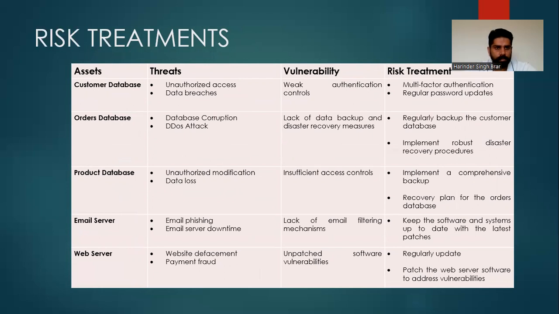Talking about customer database: threats are unauthorized access, data breaches; vulnerabilities, weak authentication controls; and risk treatments are multi-factor authentication, regular password updates. Second asset, order database. Threats are database corruption, DOS attack; vulnerabilities are lack of data backup and disaster recovery measures; and treatments are regular backup of the customer database, implement robust disaster recovery procedures.